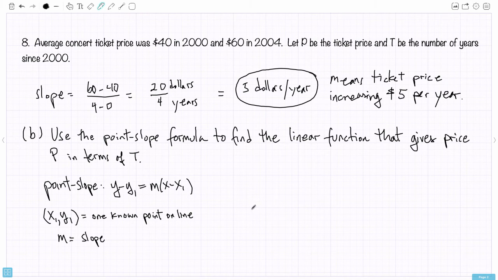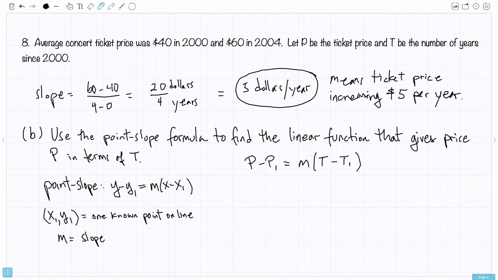In this particular example, the one point that I'll use could be either of these points: in the year 2000 the price was 40, or in the year 2004 the price was 60. I could use either one, and the slope that I'll use, of course, is this $5 per year steady average increase in the price. So let's write the formula. In this case, we could say P minus P1. So any price minus a particular price would be the slope times any time minus a particular time that goes with the P1.